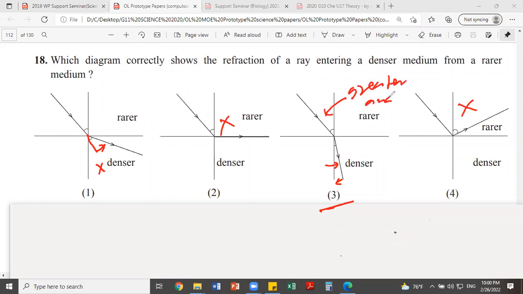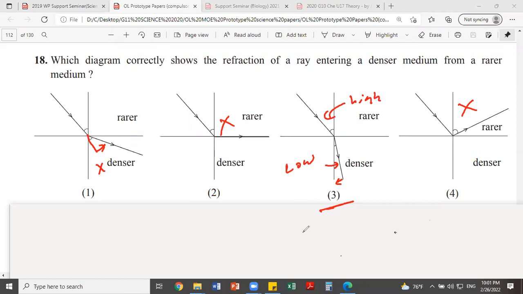Lower angle, the angle is low in the denser medium. Please write, everyone: in the denser medium the angle is low, in the rare medium the angle is greater. That's a very short method. But here, the option says in the denser medium the angle is high. That is wrong. When light travels from a rare medium to a denser medium, the refracted ray bends towards the normal. That's what you have to remember. It's given in the textbook also.